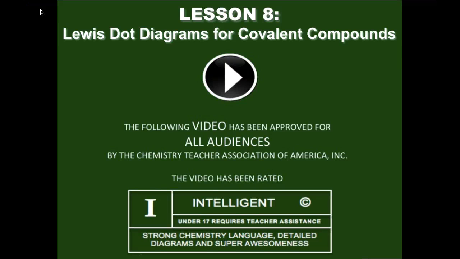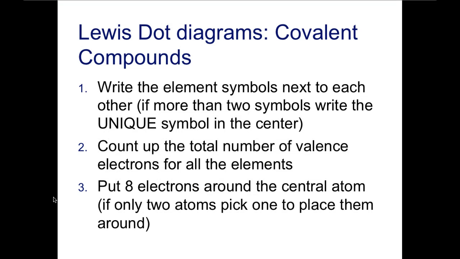All right, guys, let's talk about lesson 8, which is Lewis dot diagrams for covalent compounds. We have some rules that I want you to follow. When you're drawing Lewis dot diagrams for covalent compounds, first I want you to write the element symbols next to each other. If there are more than two symbols, then I want you to write the unique symbol in the center.